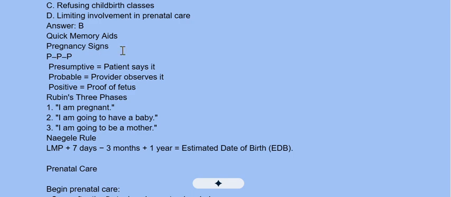Pregnancy signs. PPP. Presumptive equals patient says it. Probable equals provider observes it. Positive equals proof of fetus. Rubin's 3 phases. 1. I am pregnant. 2. I am going to have a baby. 3. I am going to be a mother.